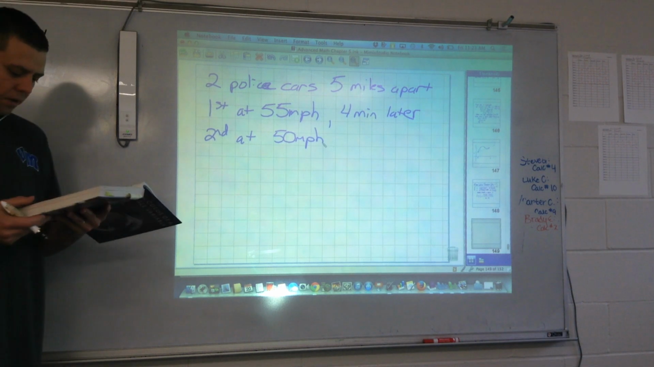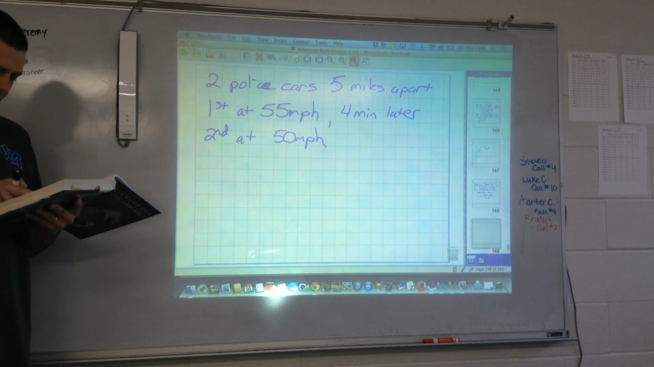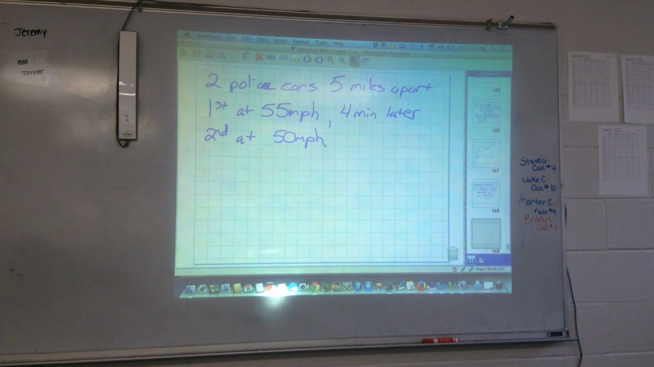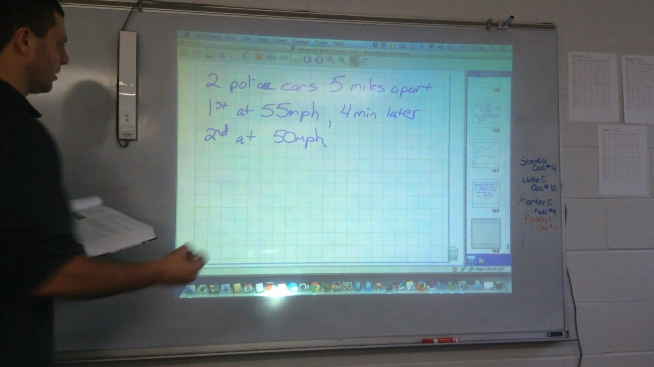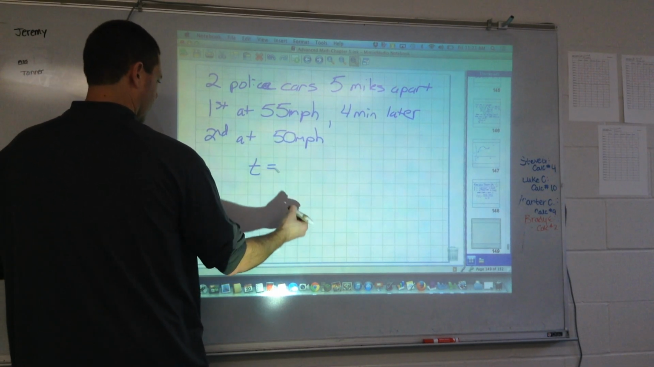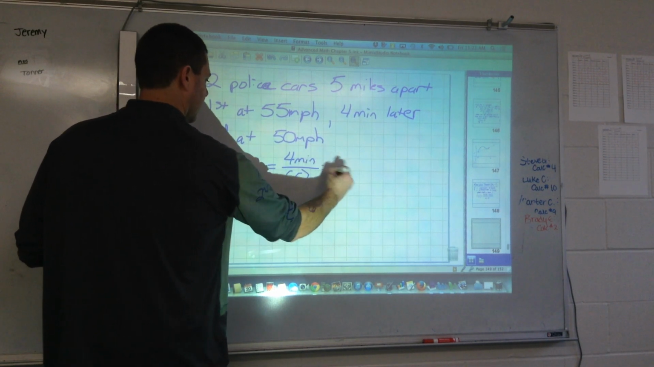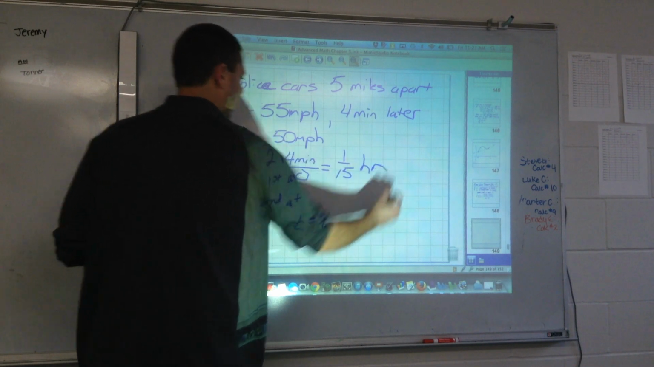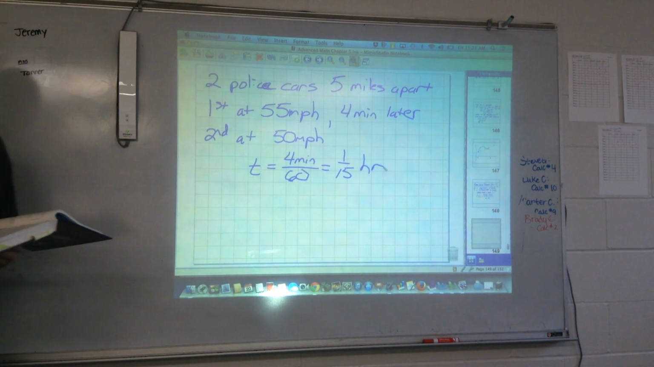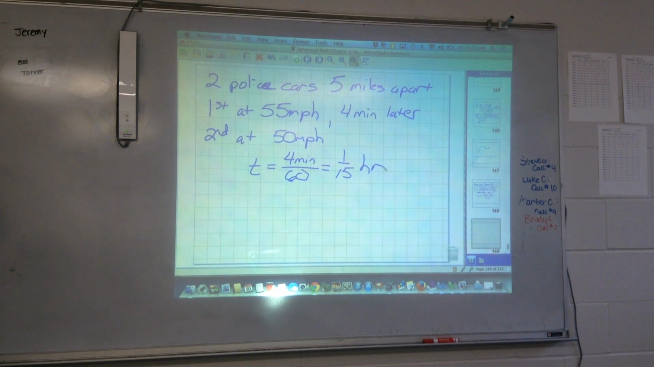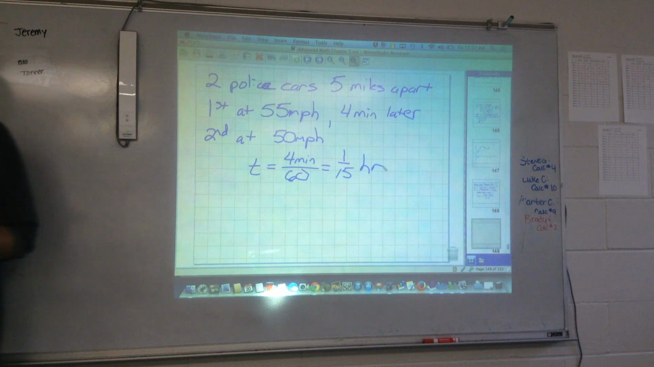Okay, so first of all, it says let t equal time in hours when the truck passes the first patrol car. The time when the truck passes the second patrol car would be 1/15 of an hour, because 4 minutes out of 60 in an hour is 1/15 of an hour. It took 1/15 of an hour, or 4 minutes, to go from the first patrol car to the second. Let s of t represent the distance in miles traveled by the truck.